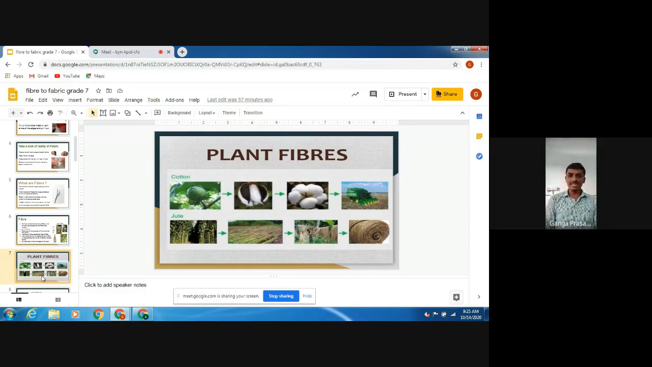Mostly the cotton plants grow in fields, and which type of soil is it? It is a black soil field. Black soil, what does it mean? Nallamatti. Black soil, sorry.